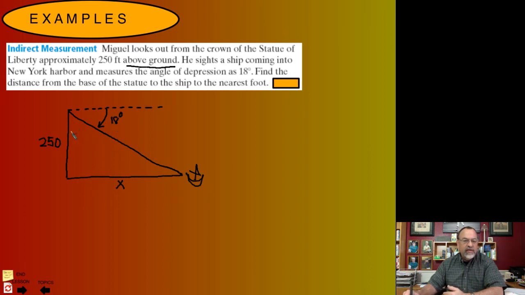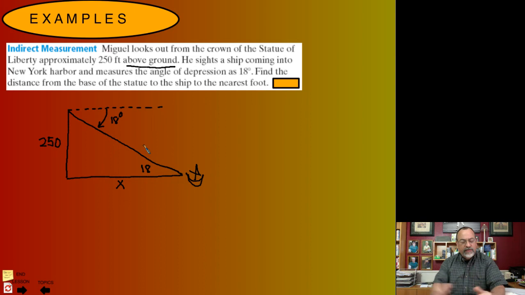And so again, the tendency is to want to put that here because we know we need an angle inside, but that's not the angle of depression. This is the angle of depression. But we can use what we know, that the angle of depression and this angle of elevation inside are congruent because they're alternate interior. So I can put the 18-degree angle in here, and now I have an angle inside the triangle that allows me to use trigonometry.